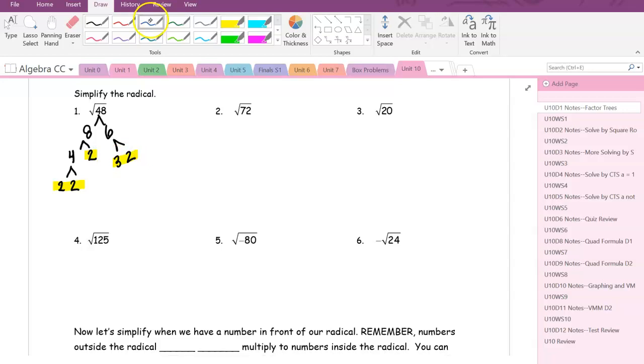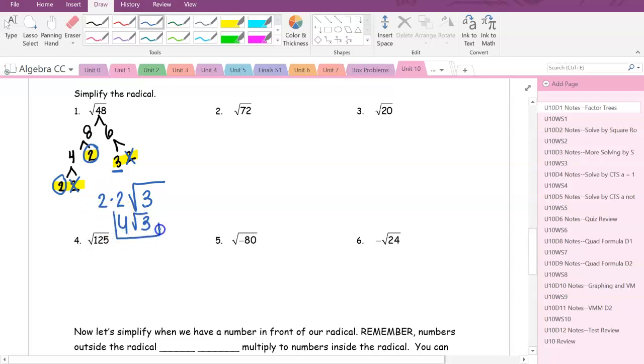I have a pair of 2s, so I'm going to circle, cross out. I have another pair of 2s, circle, cross out. Again, notice they're not right next to each other, but that's okay. 3 does not have a pair, 3 gets underlined. Anything that's underlined goes under the root. Anything that is circled, both of those are going to come outside the root and multiply together. So our final answer is going to be 4 root 3.